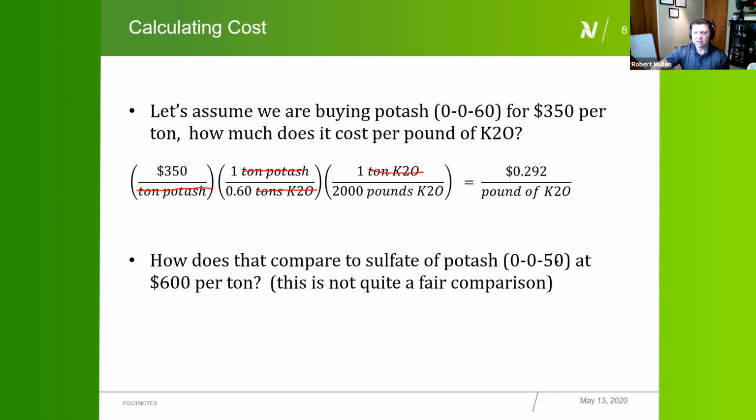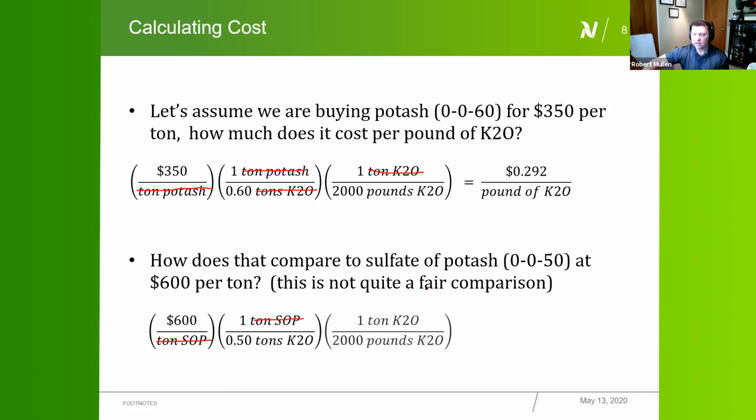We're doing the same thing. It's $600 per ton of SOP. Okay, I know that I've got 0.5 tons of K2O per ton. Get rid of these. Next step, I've got to get rid of the tons because I want this on a price per pound basis. The ton goes away, the ton goes away. I'm left with dollars over pounds of K2O. That's exactly what I wanted. I do the math, 600 divided by 0.5 divided by 2,000, and I get 60 cents per pound of K2O. Again, this is not a reflection of reality with regard to price. This is just an illustration of how to do the math.